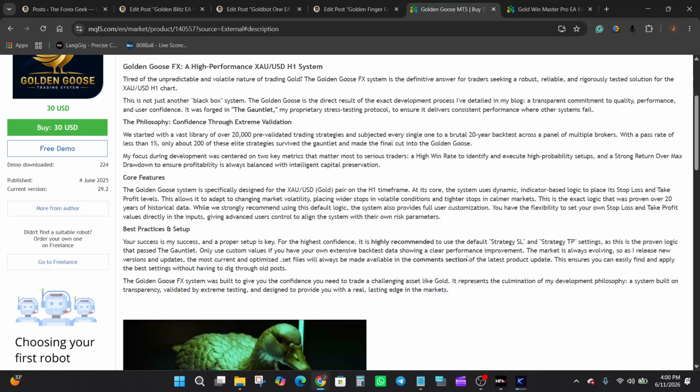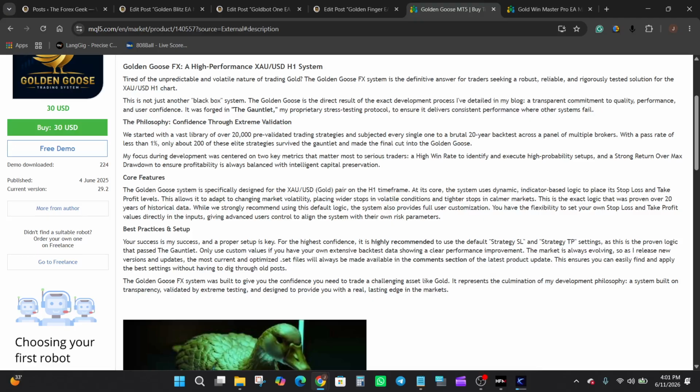What I also notice here is that the developer provides flexibility. Even though there is a default strategy logic for SL and TP, users are still allowed to manually customize these levels. So more advanced traders can override the system settings if they have their own backtesting data or preferred risk structure. However, the recommendation here is quite clear from the developer. They suggest sticking with the default strategy based SL and TP because that is the configuration that was used during their long historical testing process.